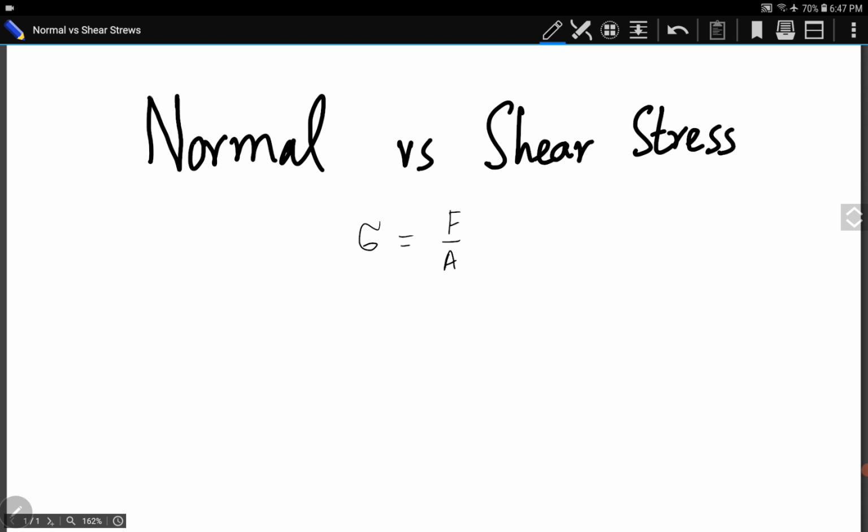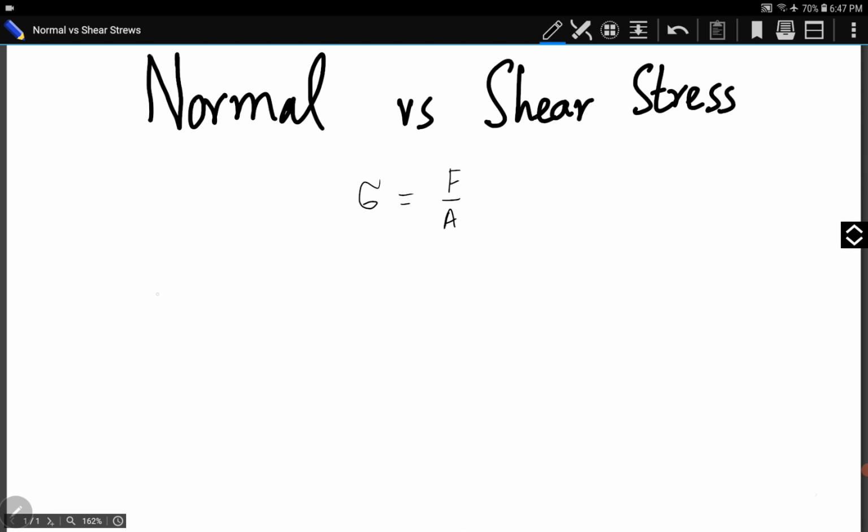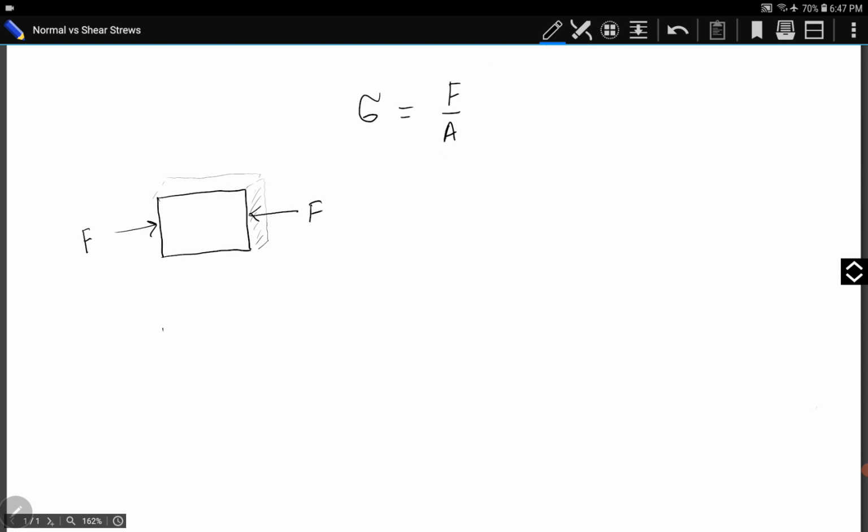Sometimes it is tricky, but a simple difference is if we are applying force on a member, two equal and opposite forces are important, or a must, to produce stress. If force is being applied perpendicular to an area, it will produce normal stress. This force can be acting towards the area or away from the area, like in this case.